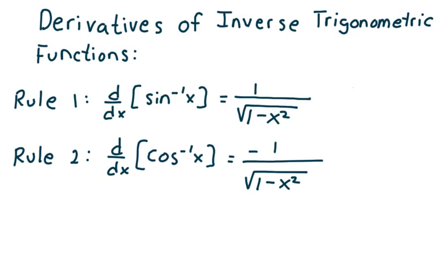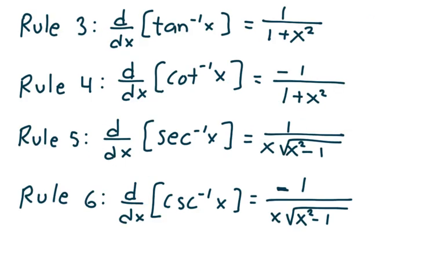Rule 2. The derivative of inverse cosine of x with respect to x is negative 1 over the square root of 1 minus x squared. Rule 3. The derivative of inverse tangent of x with respect to x is 1 over 1 plus x squared. Rule 4. The derivative of inverse cotangent of x with respect to x is negative 1 over 1 plus x squared.